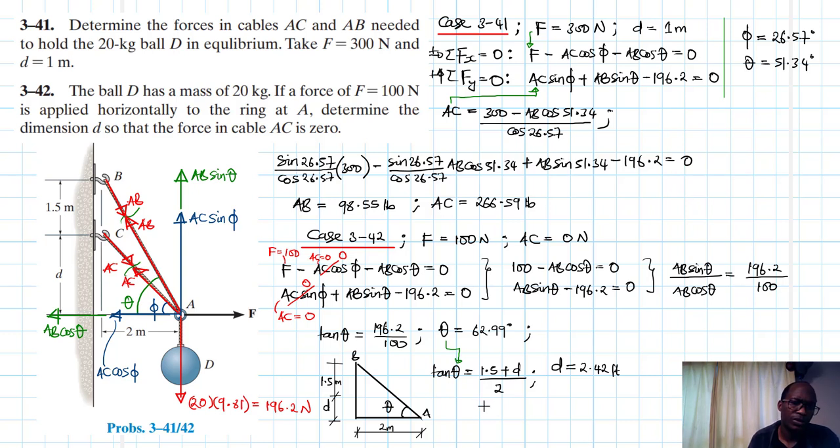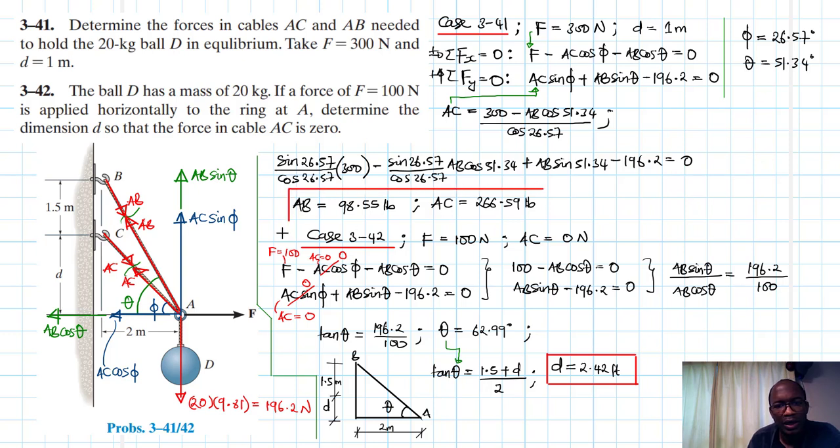Is that so? Does it make sense? D is supposed to be longer. So let me say again, tan 62.99 times 2, and minus 1.5, 2.42. I think this is about it. So let me just create a boundary here and outline these solutions. So I have D when AC is equal to 0, and then I have AC and AB.